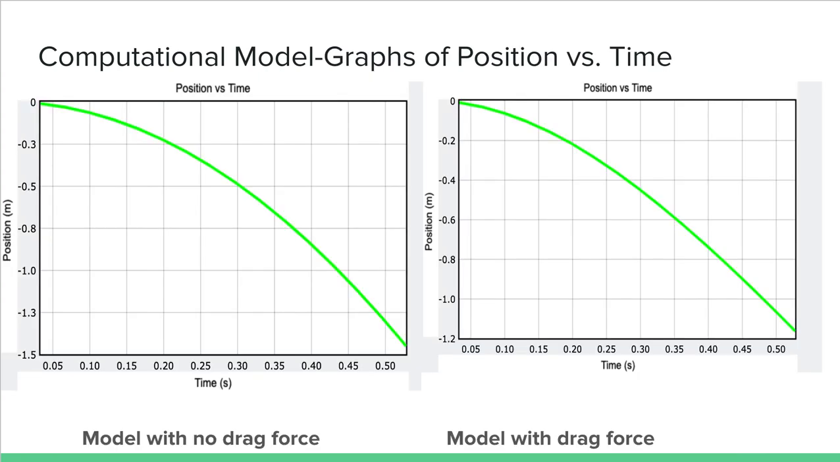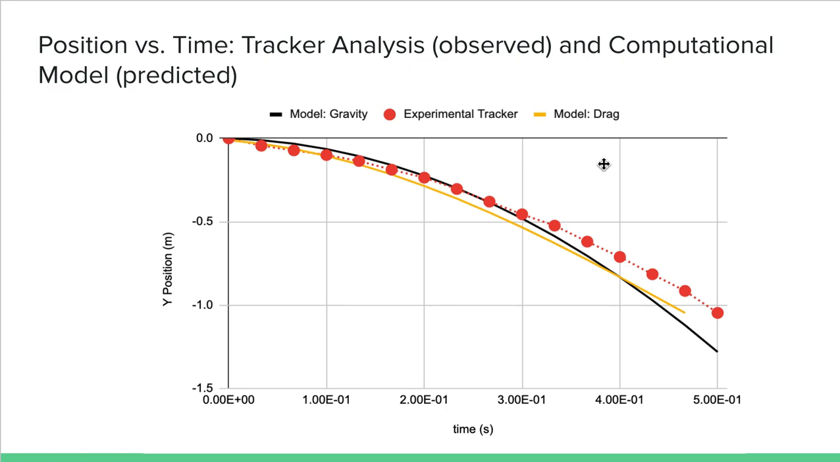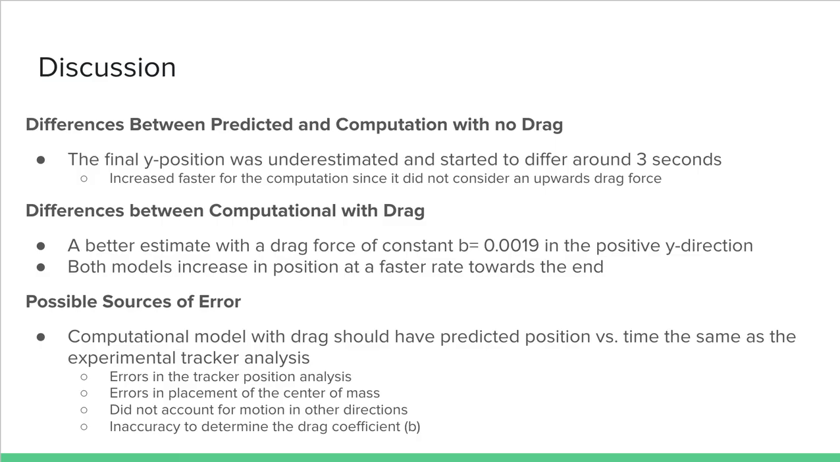These were the graphs of position versus time comparing the model without drag force and the model with drag force. So you can see the model without drag force increased position at a faster rate towards the end. And these are the experimental compared to the computational models on one graph. The experimental was red, and so you can see how the computational increased position at a faster rate towards the end, especially the model without drag. The model with drag was a little less, but there were still some discrepancies, which I'll talk about, due to possible sources of error.